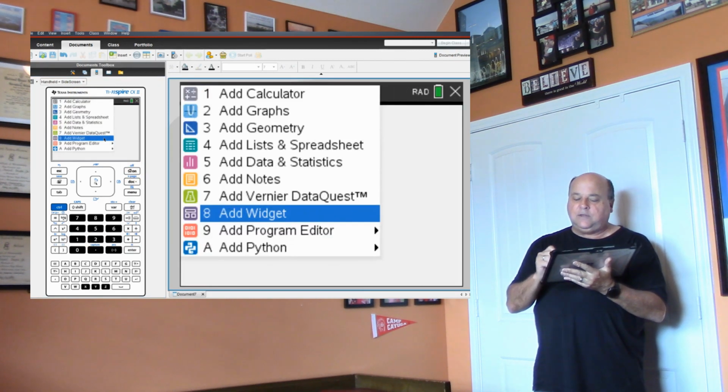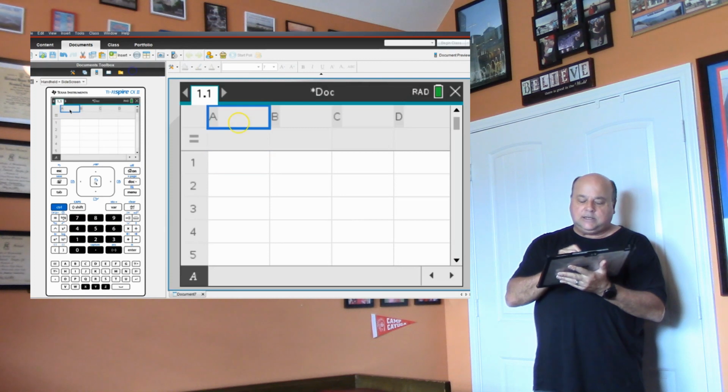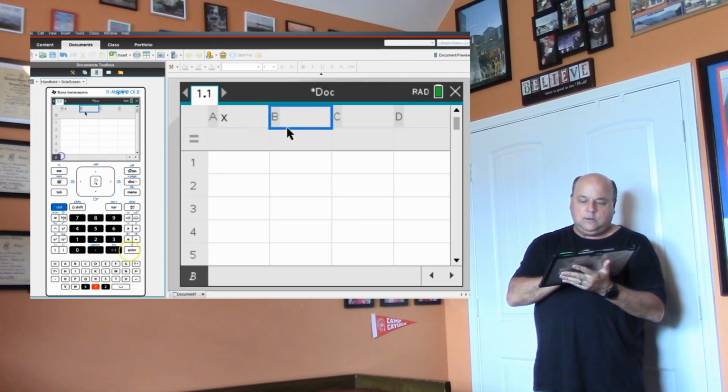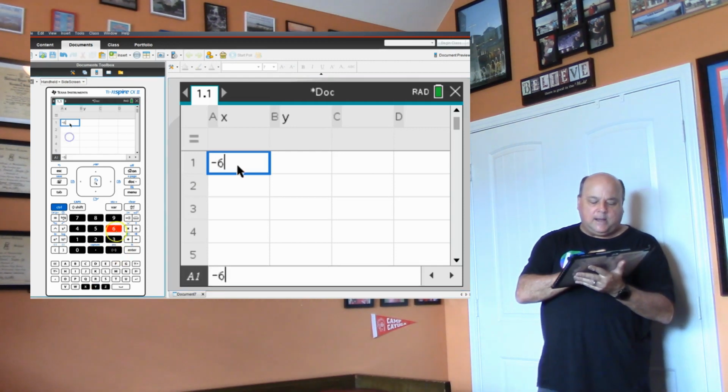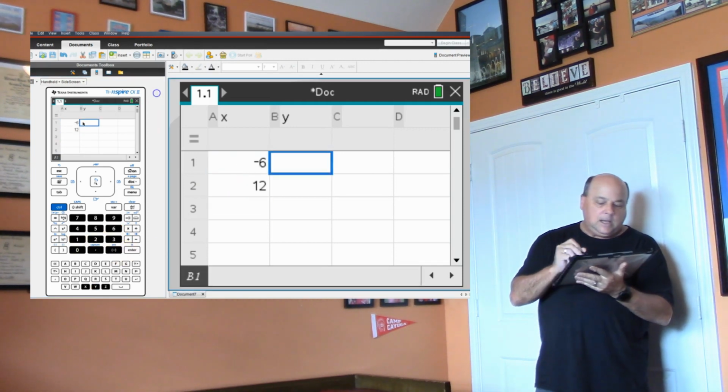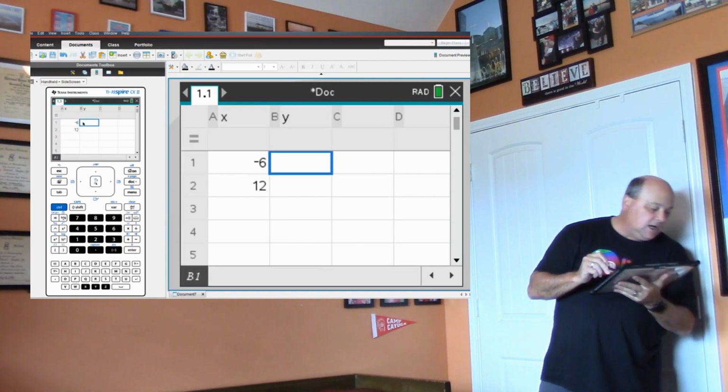We don't want to save anything. We're going to add a spreadsheet. Type in the x and the y. And then let's type in our ordered pairs. So negative 6 and 12 are my x's. And my y's are negative 10 and 5.